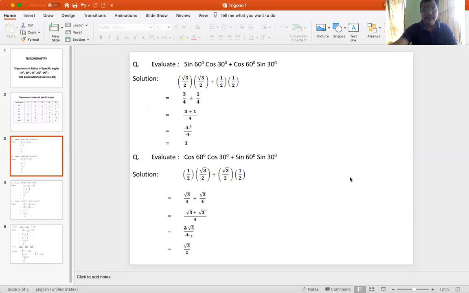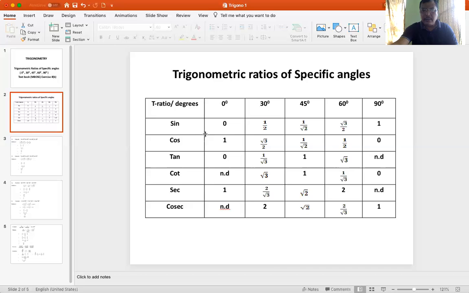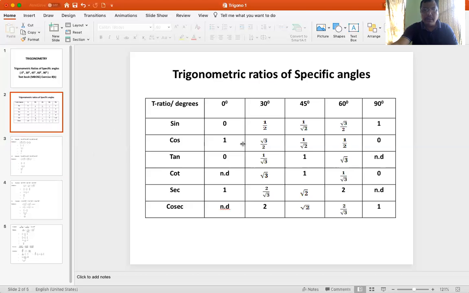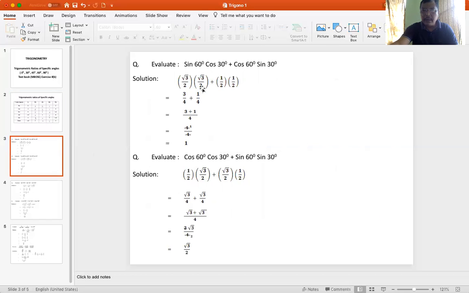For example, the question which says evaluate sine 60 degree, cos 30 degree plus cos 60 degree, sine 30 degree. Now to start with the solution, we have here sine 60 degree. If you go to the table, we find that sine 60 degree is root 3 by 2. So here for sine 60 degree, we write root 3 by 2. Again, for cos 30 degree, if you go to the table, we find that it is root 3 by 2. So we write here root 3 by 2.